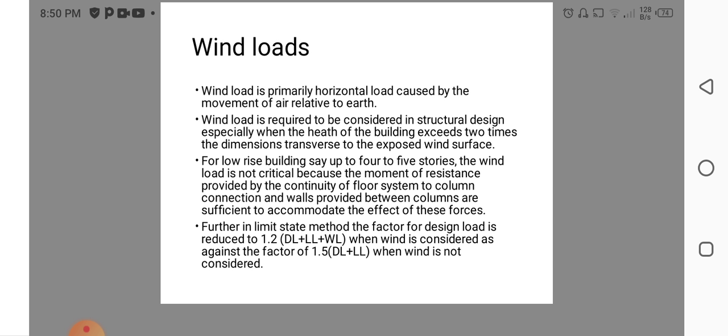effect of forces. Further, in the limit state method, the factor for design load is reduced to 1.2 times dead load plus live load plus wind load, as against the factor of 1.5 times dead load plus live load when wind is not considered. So for low-rise buildings, wind load is not calculated. If it is above 5 storeys, or you can say a high-rise building, wind load is considered.